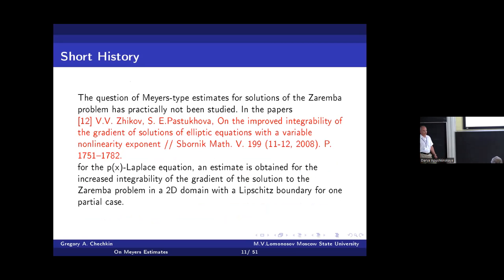I want to say that in 2008, Vasily Vasilyevich Zhikov and Svetlana Evgeniyevna Pastukhova wrote quite an interesting paper with this type of estimate for Dirichlet everywhere, Neumann everywhere, and one small section is devoted to the Zaremba problem. But I must say that they considered the situation when the one-dimensional measure of the Dirichlet part is non-trivial, so it's not equal to zero. And it was the problem for the P Laplacian with this variable P.